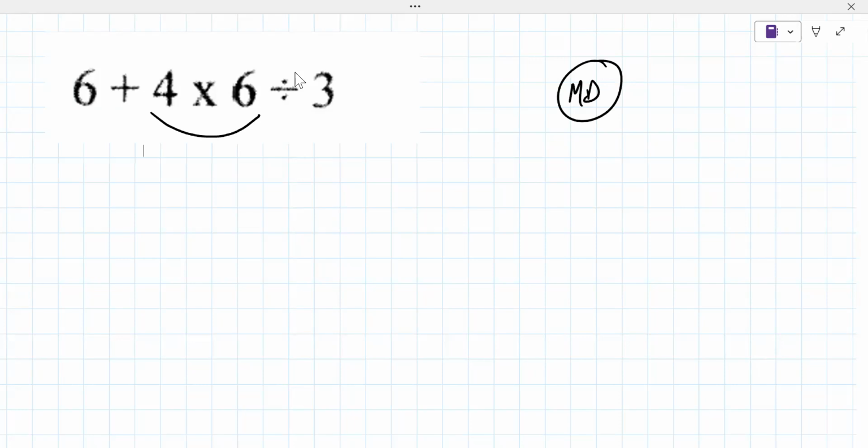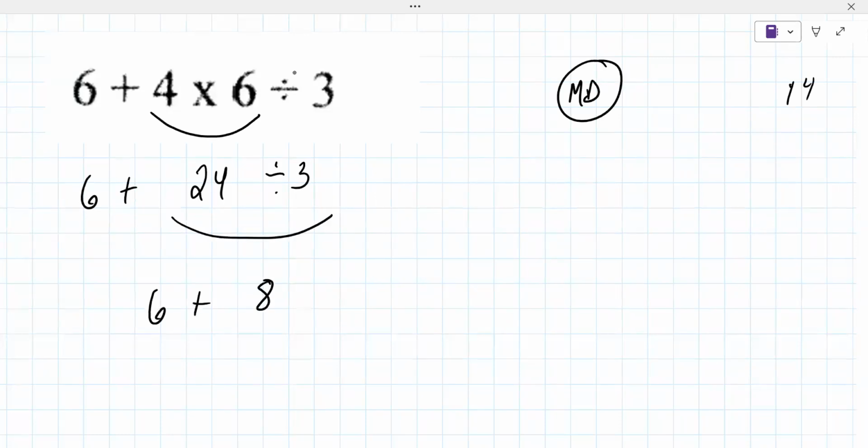All right, would it be 14? Okay, what is 4 times 6? Let's start with that. 24. Divided by 3, so you do division before addition. 24 divided by 3 is 8, and then 6 plus 8 is 14. Perfect. Really good. All right, let's have you try one more here.